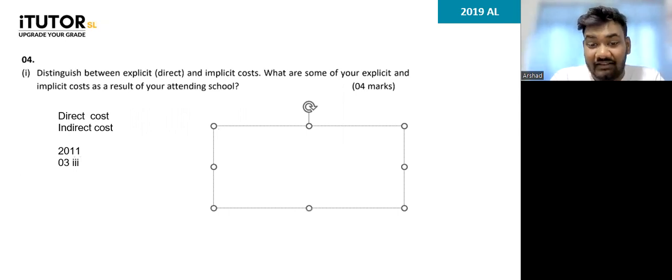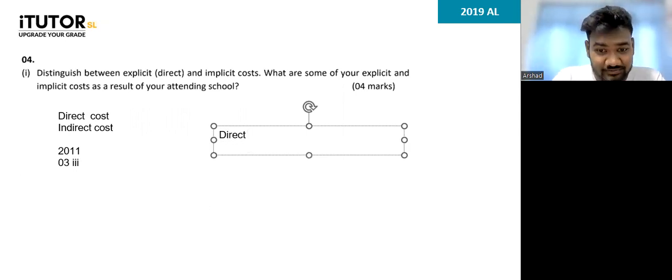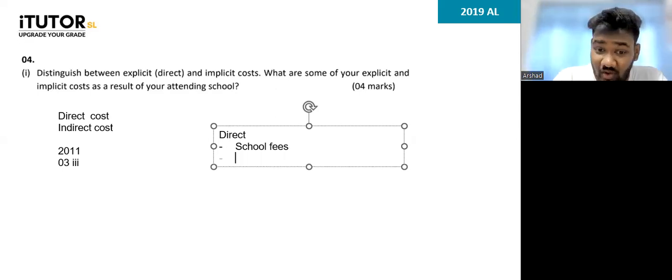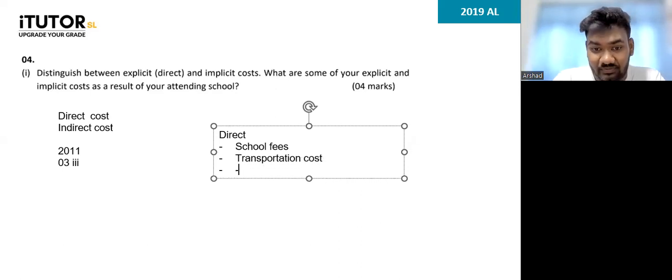What are the direct costs of you attending school? Now, don't give nonsense like rent and wages. What are your direct costs? You can say school fees. Go with the main ones. Okay, school fees. You can talk about transportation costs. Then you can talk about stationery.